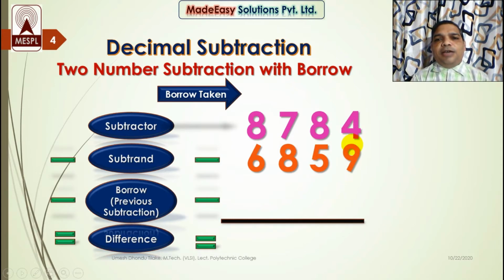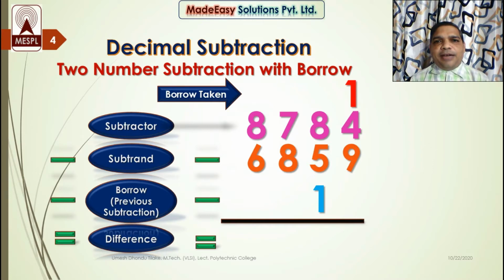So I have to take a borrow over here. So I will take a borrow from next significant digit, that is 8. So I will place a borrow over here. I will subtract this borrow whenever I will perform subtraction of these digits. So now, as I have taken borrow from here, so I will place the borrow above 4.